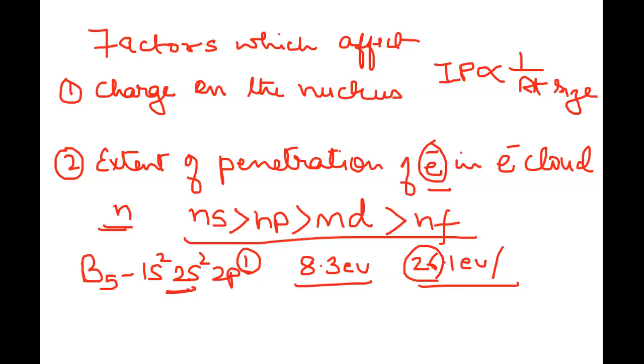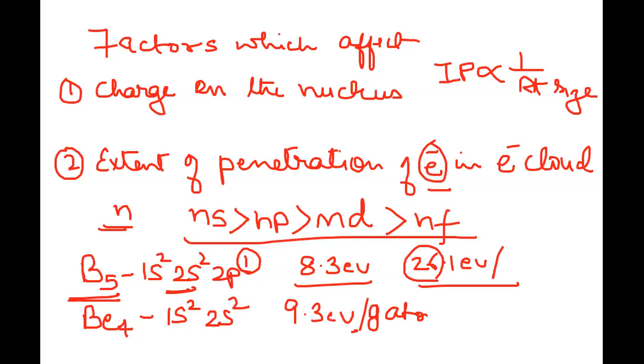Now consider another case where the value of n is the same, but the elements are different. That was the same element that we discussed. But if you take two different elements, let us say beryllium, whose atomic number is 4, the electronic configuration is 1s2 2s2. In the case of beryllium, the first ionization potential is 9.3 electron volts per gram atom. This means that the value for beryllium is greater than that of boron.